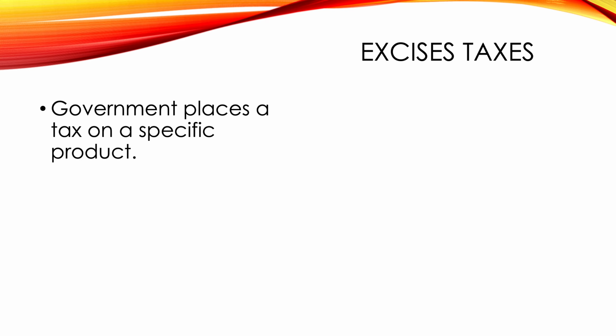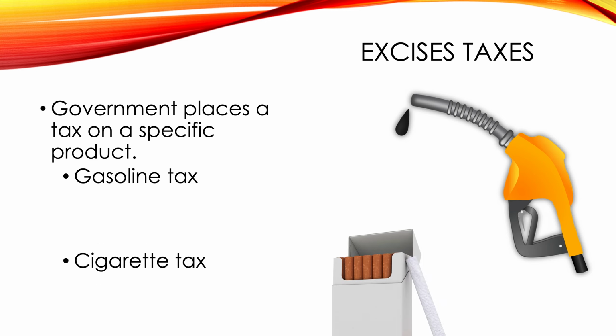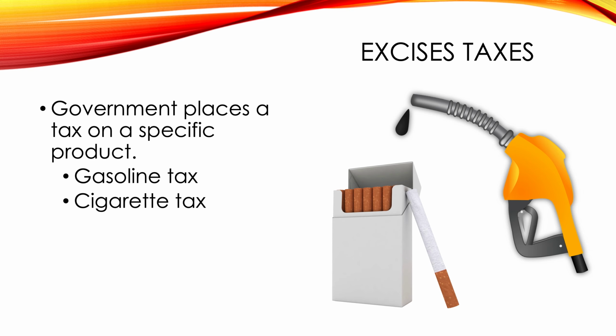Some common examples that we see in the real world would be things like gasoline. So people who buy gas have to pay taxes on it, and that money is used for things like road upkeep and stuff like that. Or cigarettes. The government taxes people when they buy cigarettes, so that's an example of an excise tax.